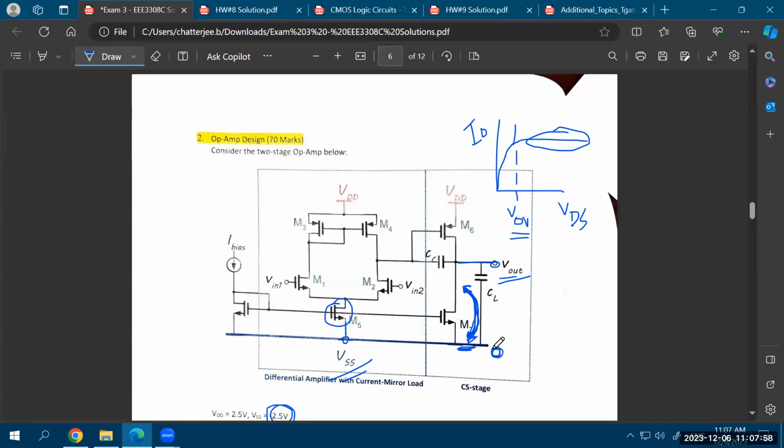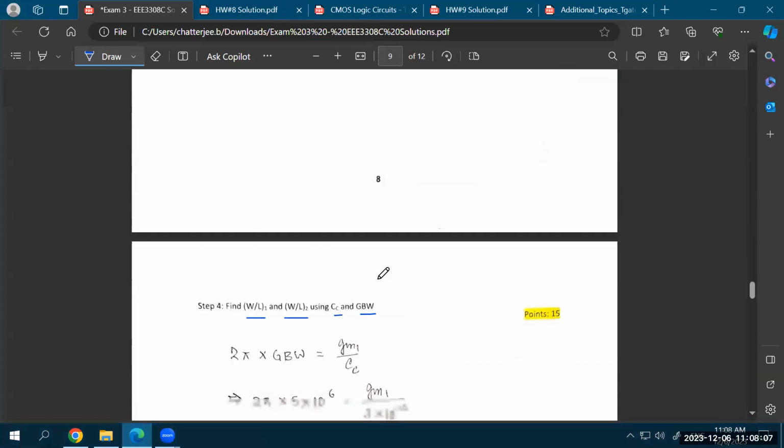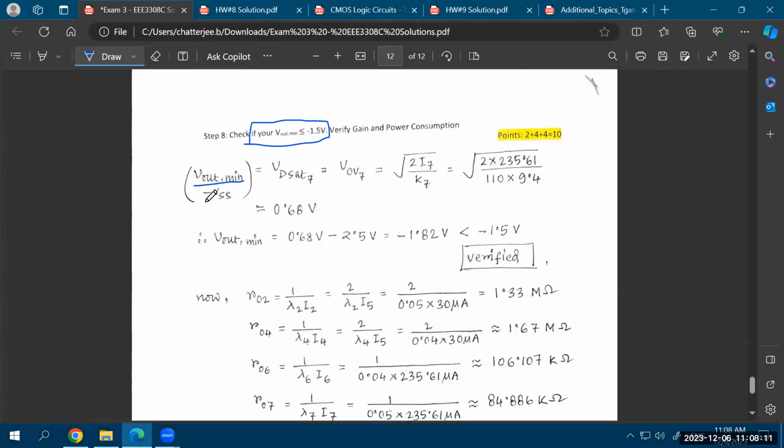Now, of course, instead of this source voltage being 0, in this case the source voltage is VSS, which is minus 2.5 volt. So you'll have to shift the output by that amount. If you do that, I'm just writing down the equation over here: the minimum Vout minus VSS. This is the amount by which you're shifting it, because you do not have a ground, you have a minus VSS at that point.